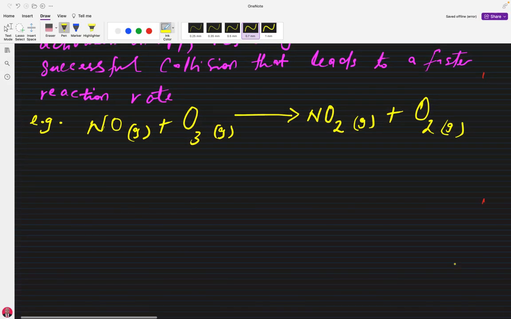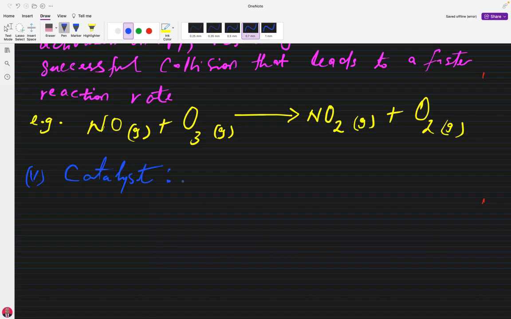Let me give you the last one: the effect of catalyst. Number 5, catalyst. How does a catalyst affect the rate of a chemical reaction? I'm going to give you a series of points. Adding a catalyst will increase the rate of a reaction, while the removal of a catalyst will slow down the rate of a reaction.